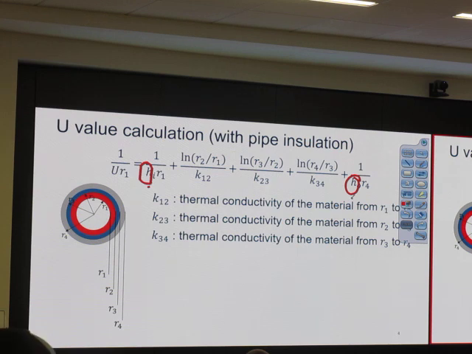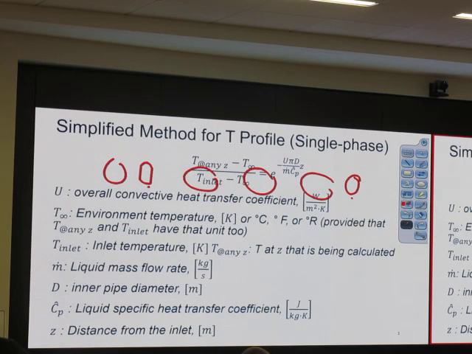And then if we know the thermal conductivity of each insulation layer, so the blue layer has that K, another layer has another K, and the pipe thermal conductivity, we know the thickness of each layer. We know R2, R1, we put everything in, then we get the U value. Once we get the U value, we substitute it back.